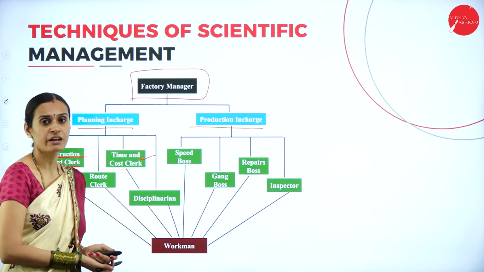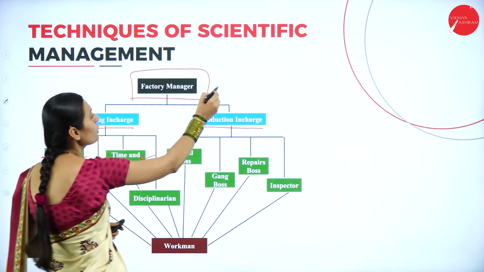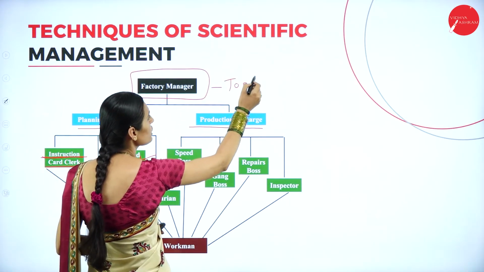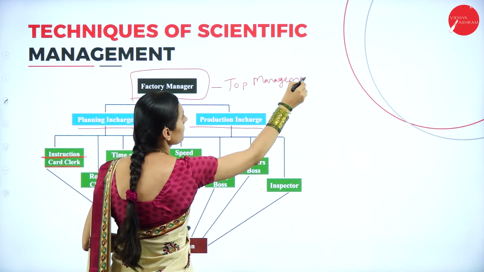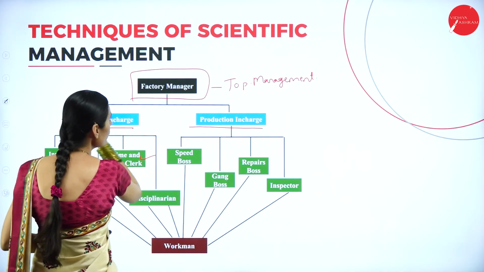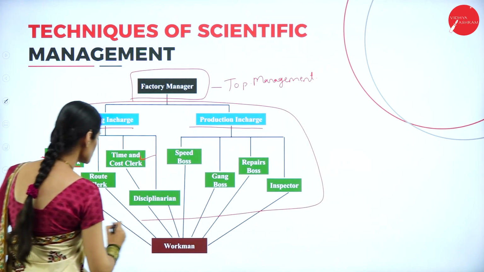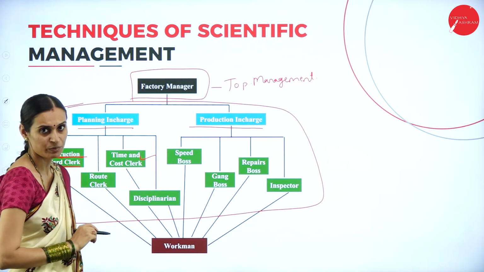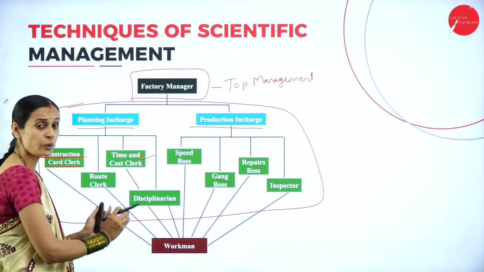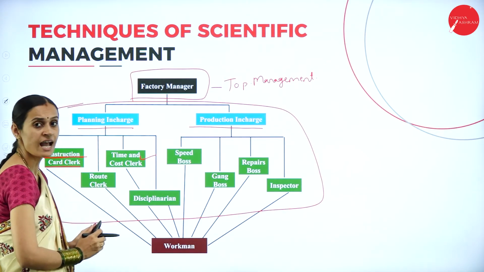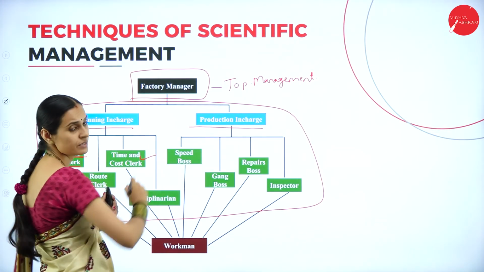So he tried to explain the process of management working between the factory managers and the workmen. This belongs to top level management, and all other processes belong to lower level management, which belongs to the workman.